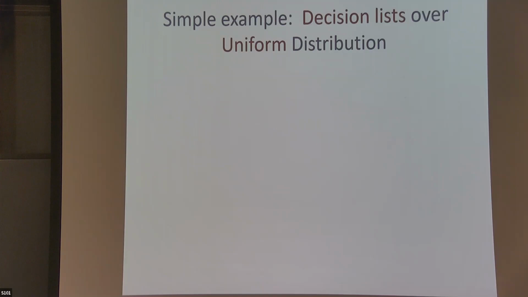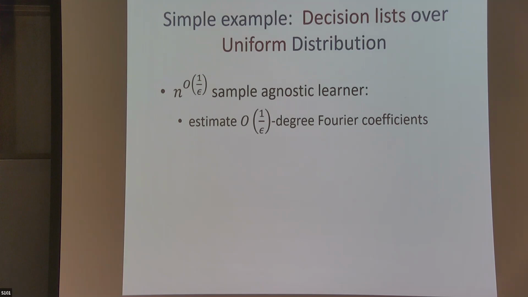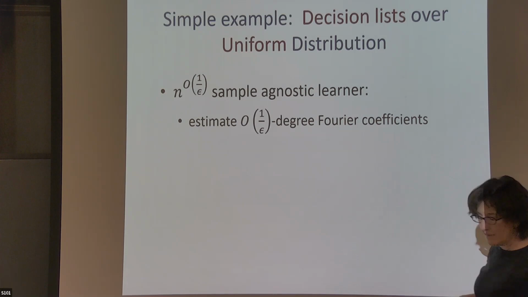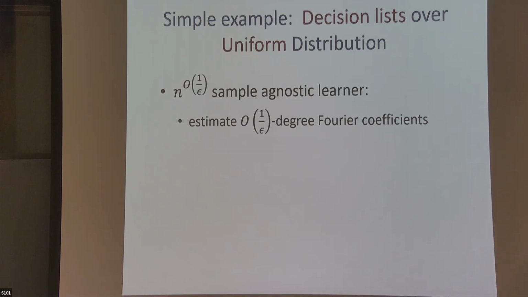Now, it's easy to see that there's an agnostic learner for this that just looks at the order 1 over epsilon degree Fourier coefficients and gives you an n to the order 1 over epsilon sample agnostic learner. Okay, so you can learn these. And it's n to the order 1 over epsilon. And this is agnostic. It's really easy to learn them.